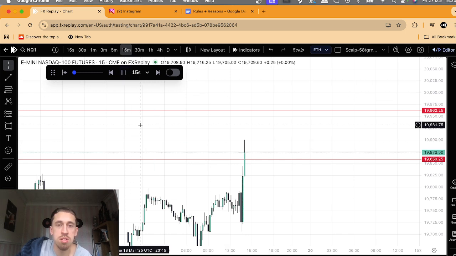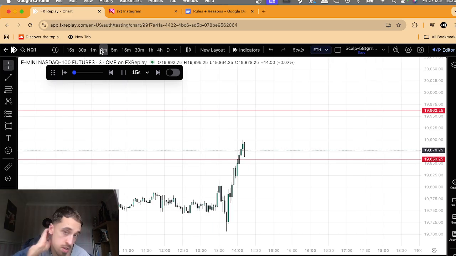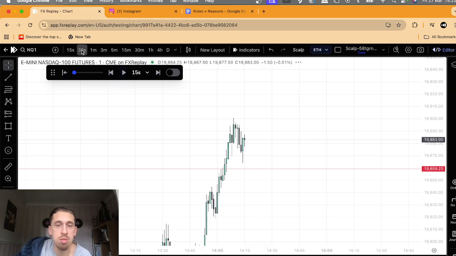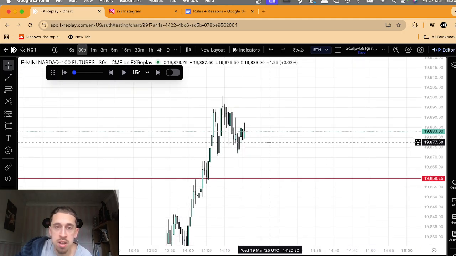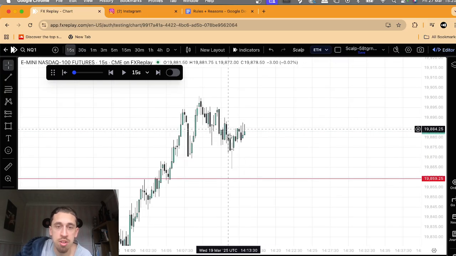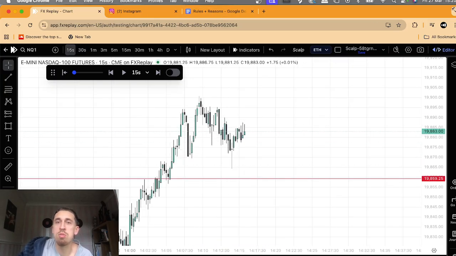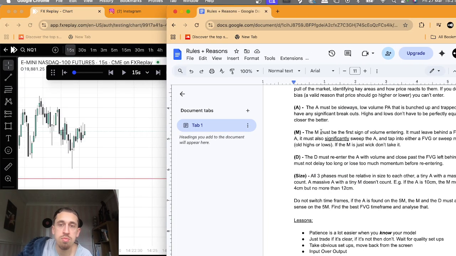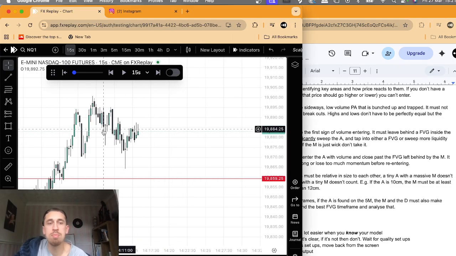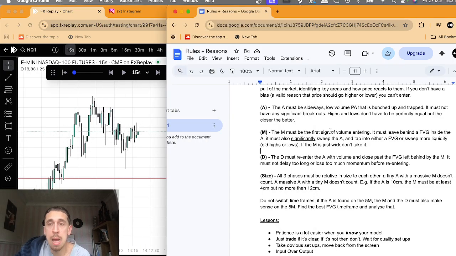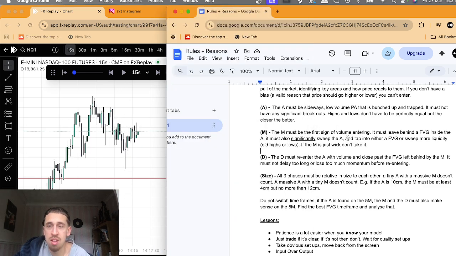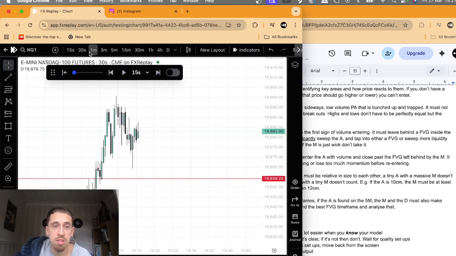So I'm going to change this to 15 seconds to tick along. Cool. We've got another potential setup. There's our manipulation. So let's read the rules. Can be very simple rules. A must be sideways and low volume. Not really. M must be the first sign of volume entering. Not really. Must not just be a wick. It is just a wick. And this is on the 15 seconds, so it's definitely just a wick.